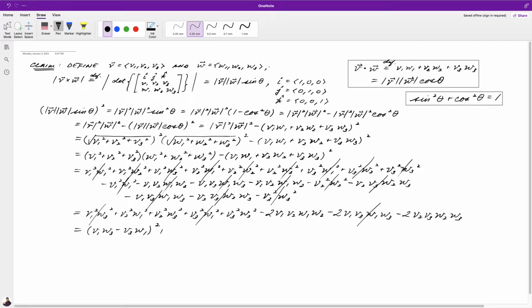Now we're going to have v2w3 minus v3w2, all of that squared. That's going to account for this term, it's going to account for this term, and it's going to account for this term. Very good.